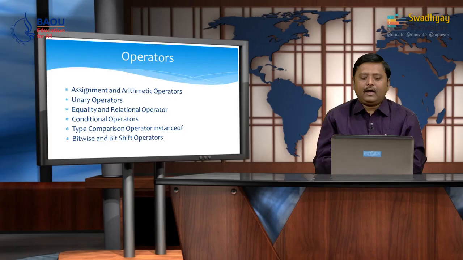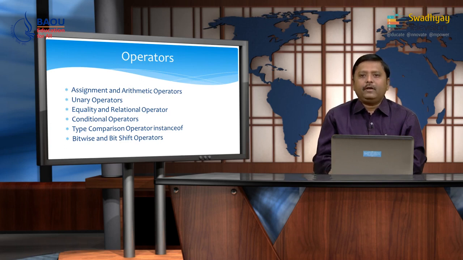So, in Java, we can classify operators into many categories. On screen, you can see the types of operators available in Java. They are assignment and arithmetic operator, unary operators, equality and relational operators, conditional operators, which is also known as ternary operator. We have type comparison operator called instanceof, and we have bitwise and bit shift operators. Now, all these operators are classified based on the type of work they carry out.